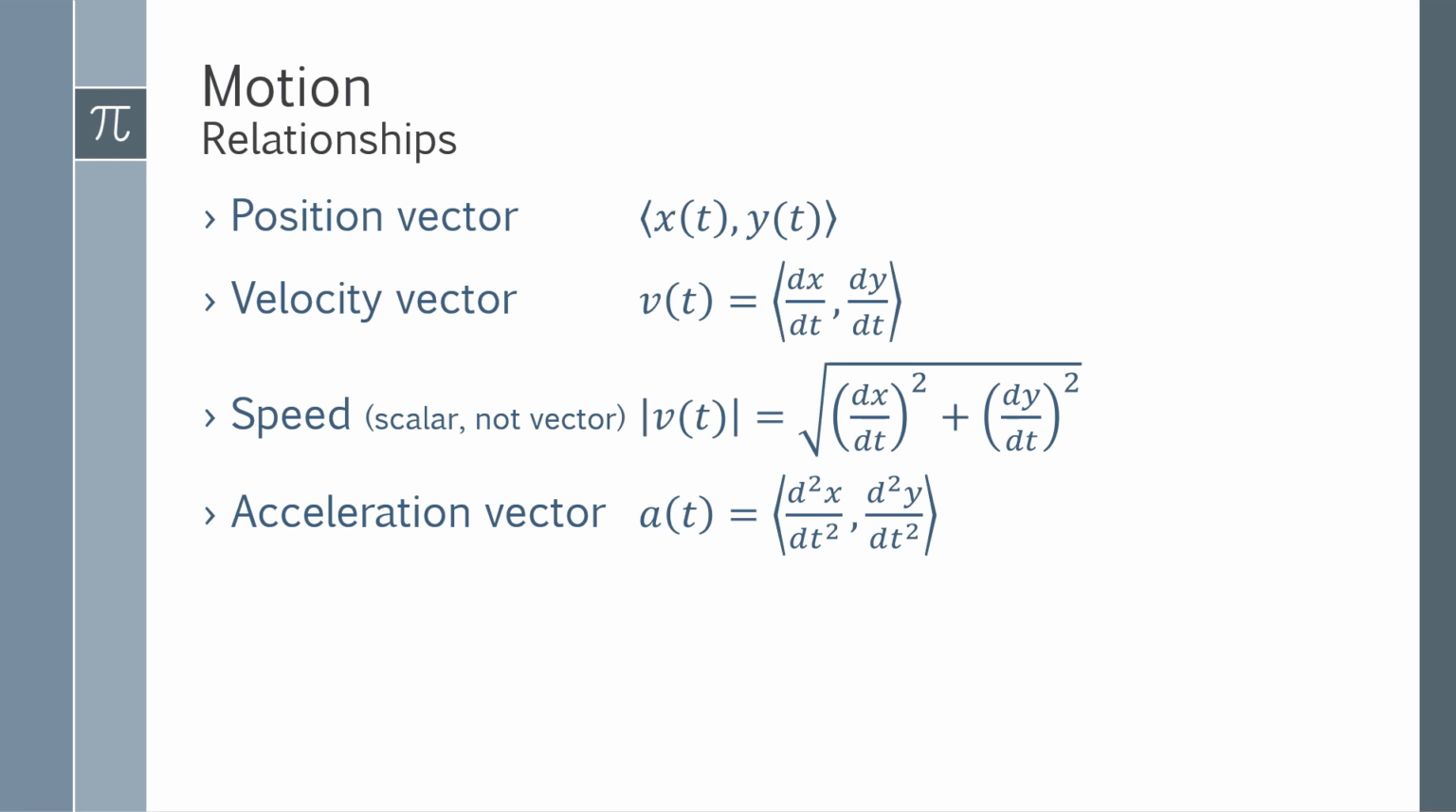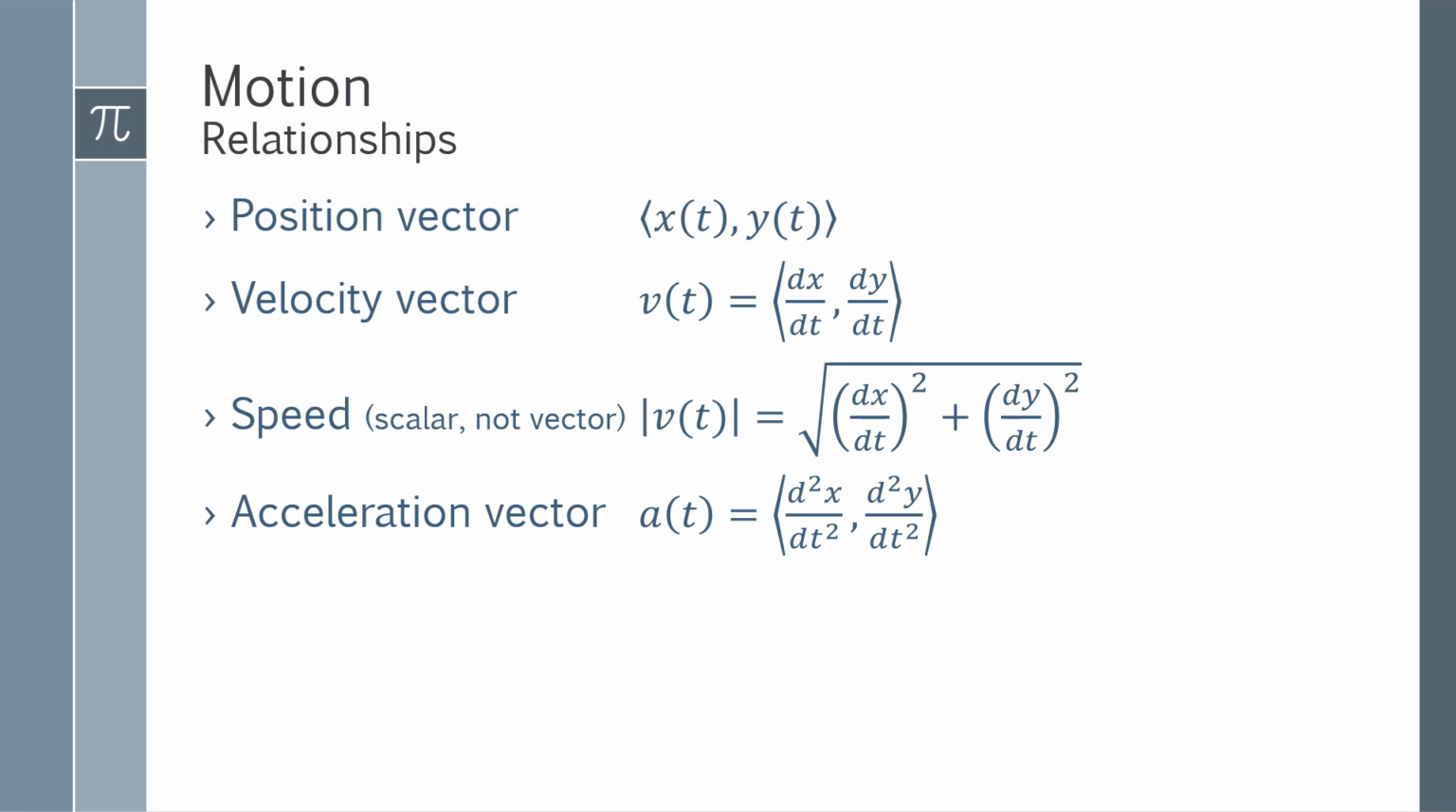But then with speed, remember that speed is the magnitude of our velocity vector. It's how long the velocity vector is, removing the idea of a direction from it. So that's a scalar, not a vector. Remember, scalars are just numbers, whereas vectors have components to them. So to find the speed, we have to find the length of the velocity vector. And since it's in 2 dimensions, that's really the Pythagorean theorem on our velocity vector to see how long it is.